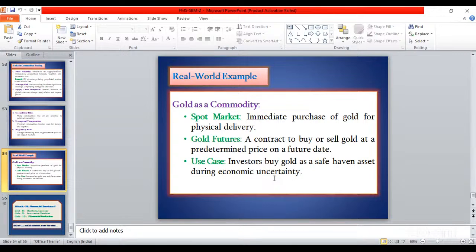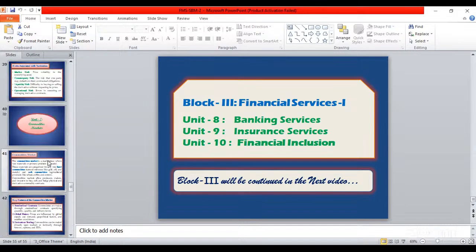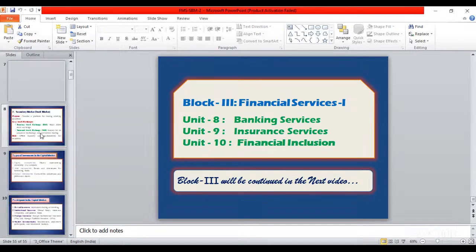So in tomorrow's class, we are going to discuss financial services: banking services, insurance services, and financial inclusion. This part will be discussed in tomorrow's class. So with this, I'm signing out. Thank you.